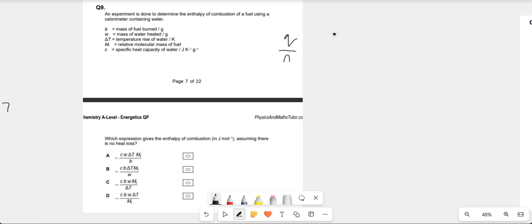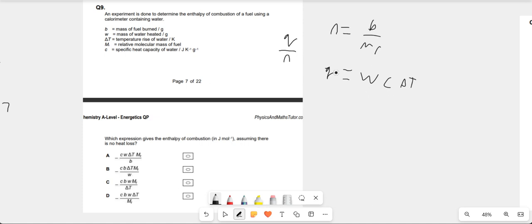Well, first of all, what's N equal to? N would be the mass divided by the Mr. The mass here they call B, so B over Mr. What's Q? Q is going to be mc delta T, but here they call m W. So W, the mass of water, is m. So WC, and do they call it delta T? Yeah, they do. Delta T.